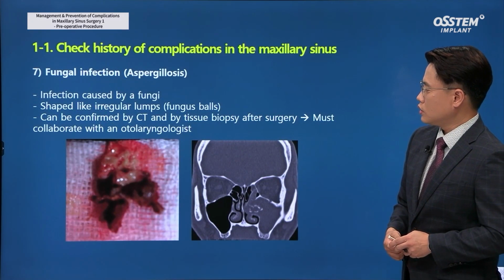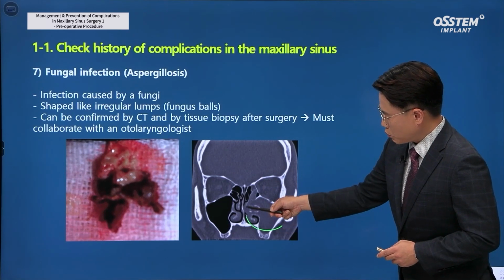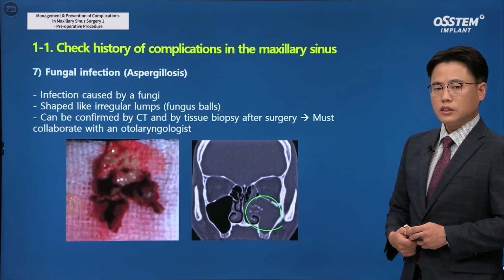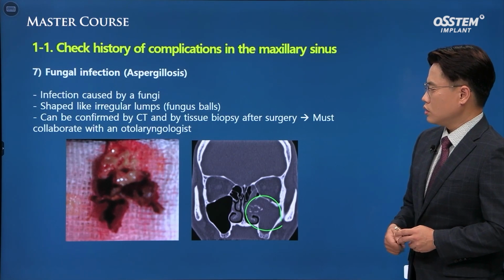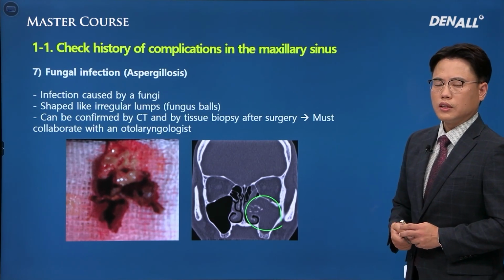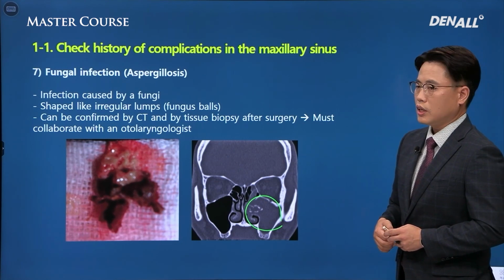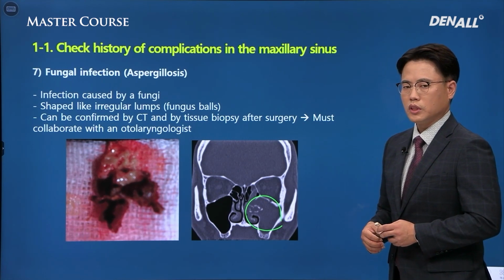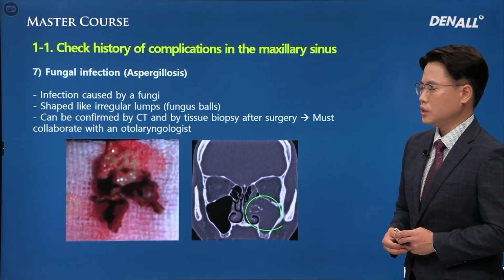Next is fungal infection. This can be checked on CT rather than panoramic image. Its characteristics include the fact that it is accompanied with foul odor. The fungal infection itself can be an opportunistic infection, therefore you need to check whether there are any immune issues.